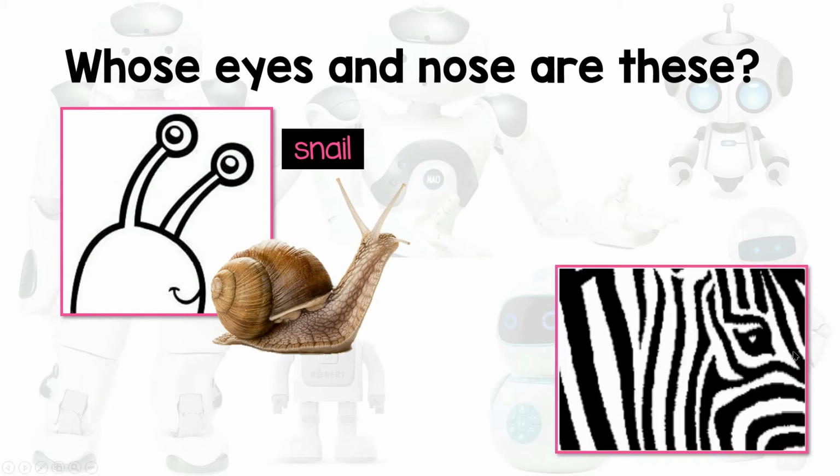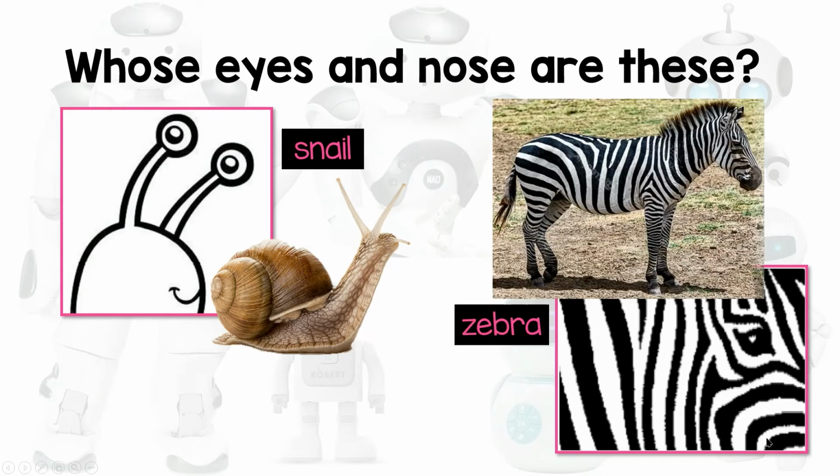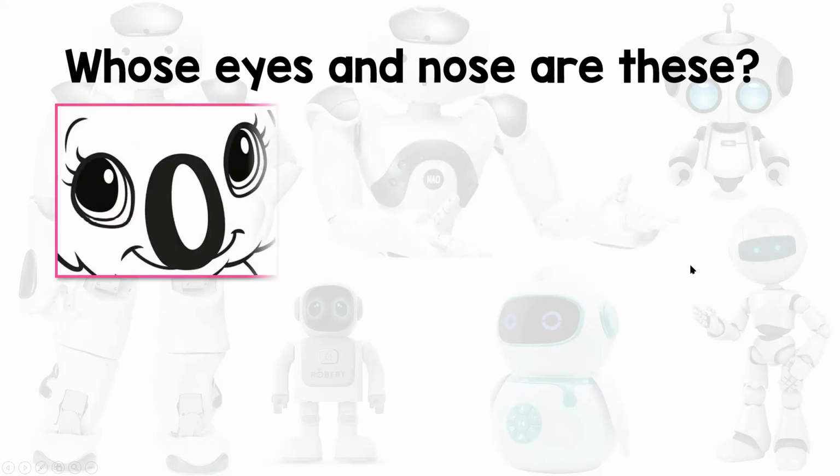Let's look at this. Whose eye is this? There's only one eye over here. Do you know this animal? No, this is not the giraffe. It is the zebra. Don't get confused between giraffe and zebra. Giraffe 就是长颈鹿，zebra 是斑马。Okay, let's move on.